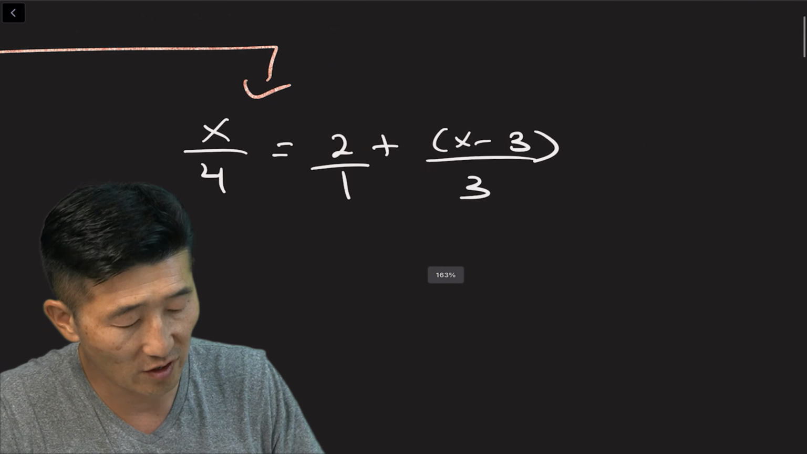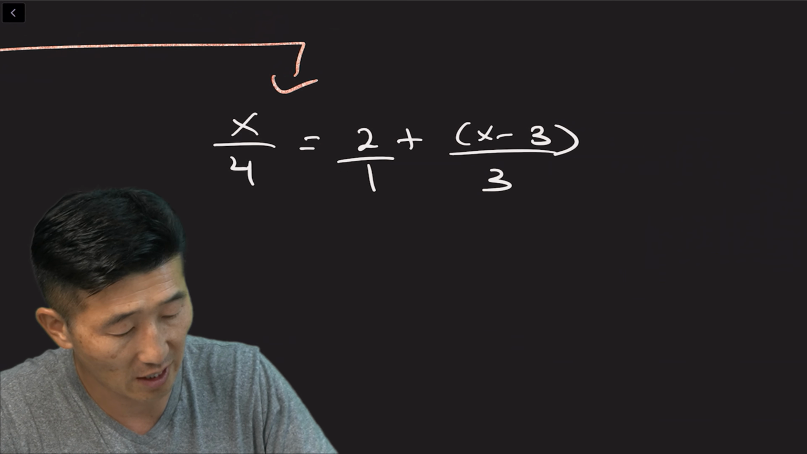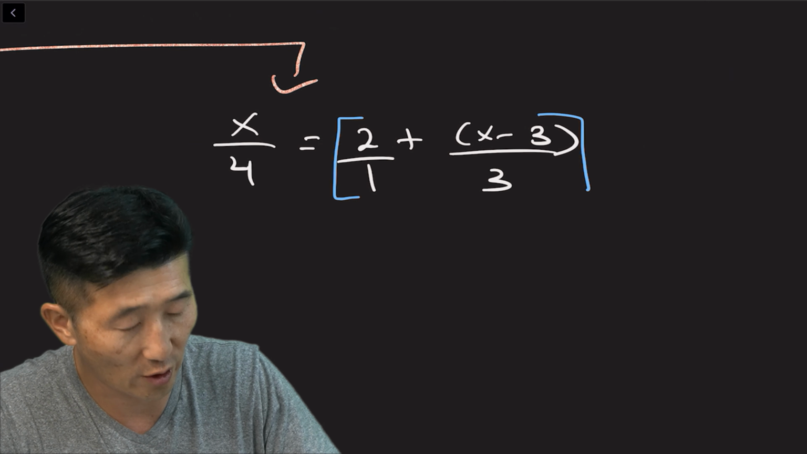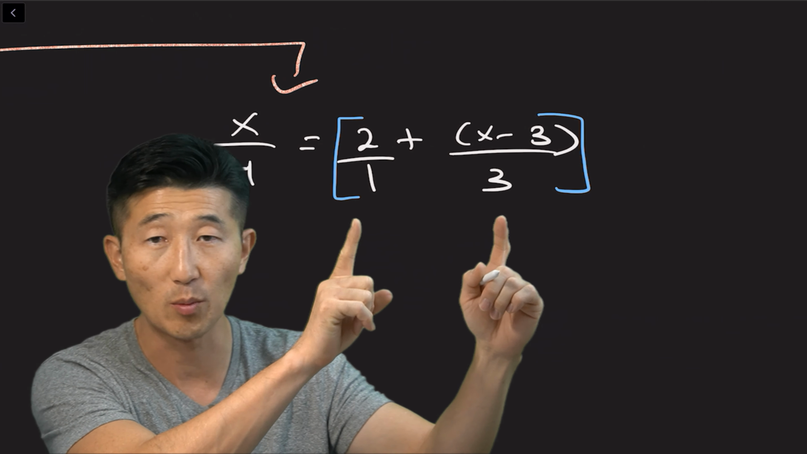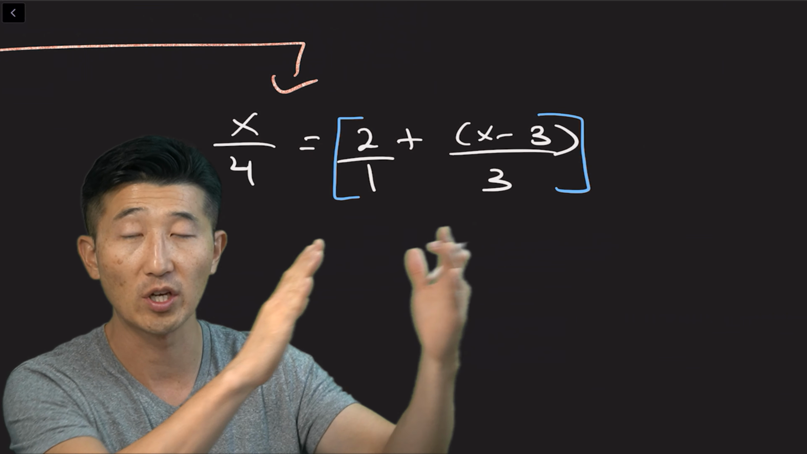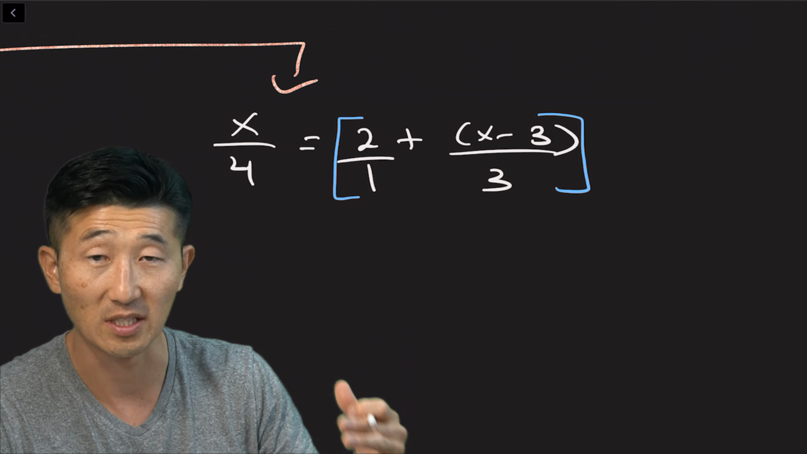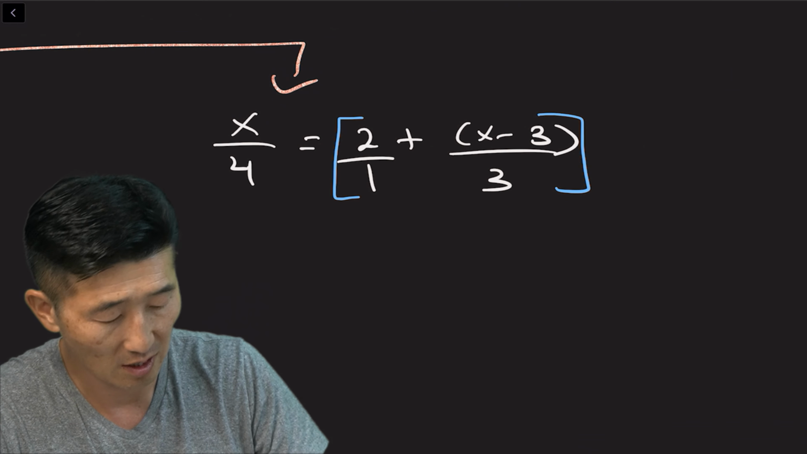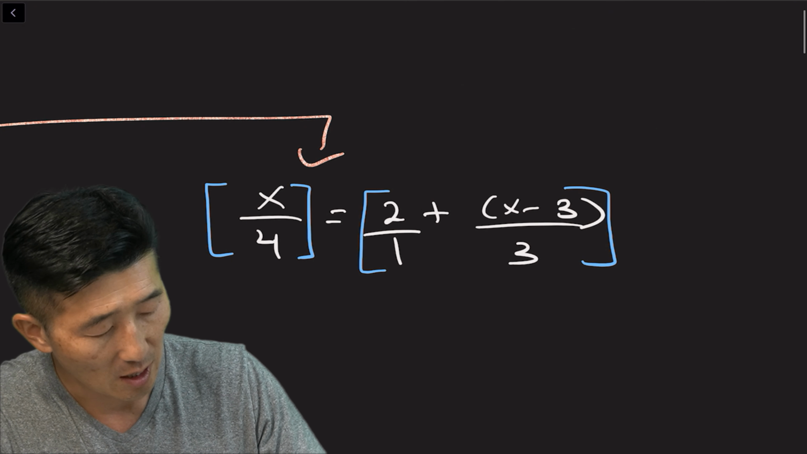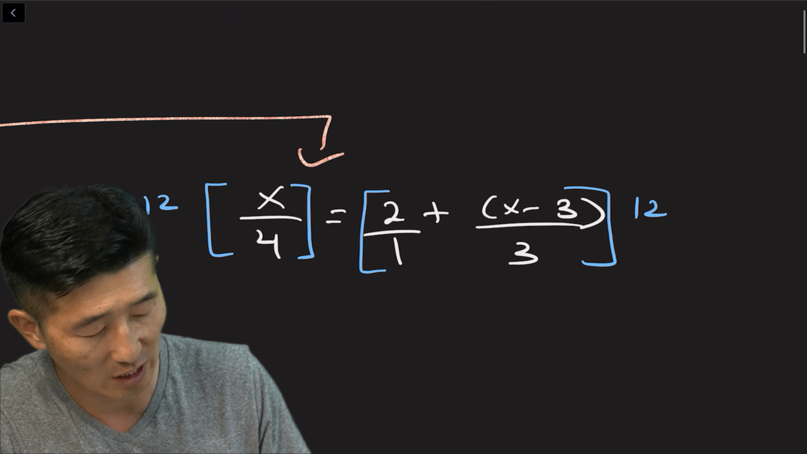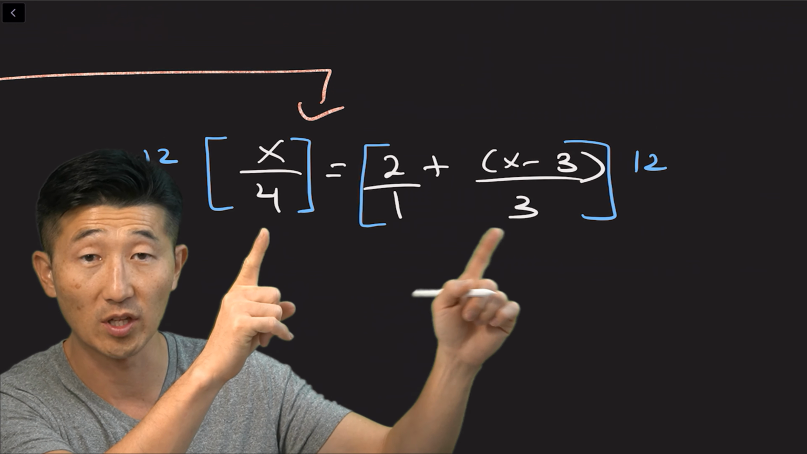Here, you have an equation, and we're going to simply multiply both sides, and you want to put a big bracket because that whole right side with two fractions represents one side of the equation. This represents the other side, and both sides are to be exactly the same. You have to treat them the same. So I'm going to multiply both sides by the number 12, which happens to be the common denominator of these three numbers, 4, 1, and 3.